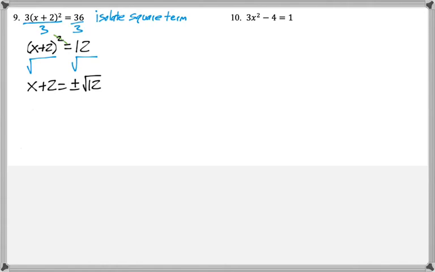Next I want to get x by itself, so I'm going to subtract 2 from both sides. So x is equal to negative 2 plus or minus the square root of 12.